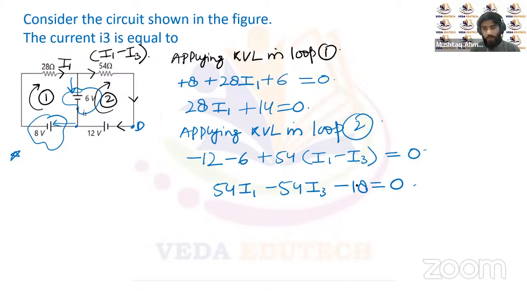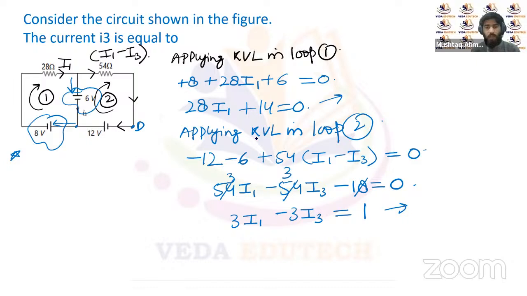So we can cancel it out here, dividing by 18, and it will be once again 3. So it means 3 times I1 minus 3 times I3 has to be equal to 1. Now we have two equations here: this is one equation and this is the other equation.